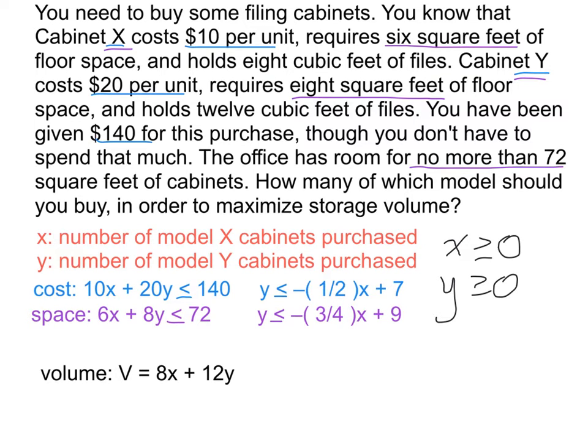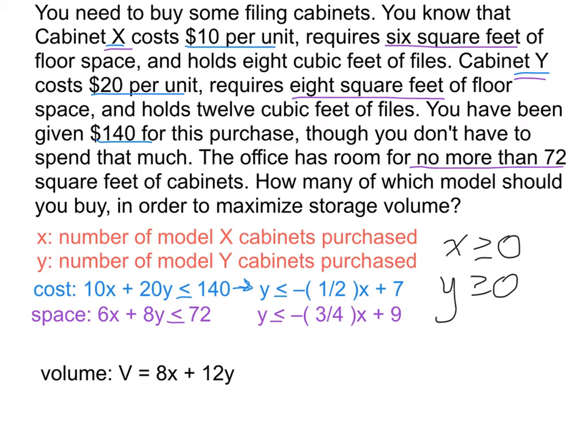Now for our cost inequality, cabinet X is $10 per unit, so 10X. Cabinet Y is $20 per unit, so 20Y. And we can spend only up to $140, so less than or equal to $140. And then you can see here that I got it into standard form, so in the form of a linear equation, which is going to be our boundary line, y equals mx plus b.